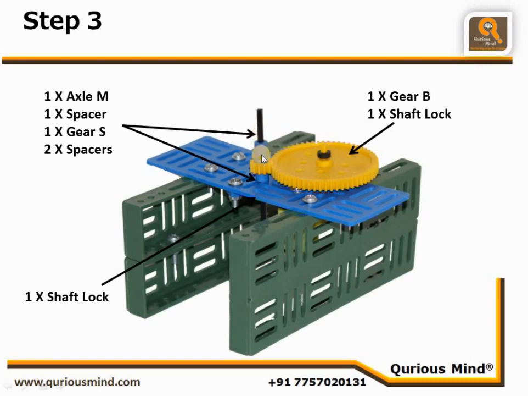Okay, this axle is secured at the position from below using a shaft lock, and on top we have put first one spacer, then put the small gear, and then we have put two more spacers. Let's go to the next step.